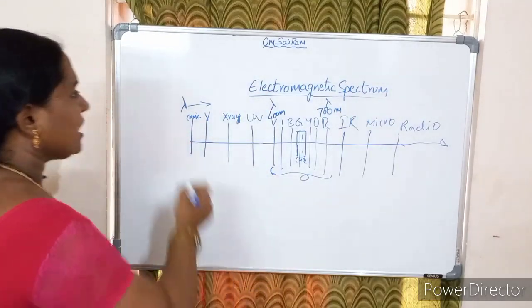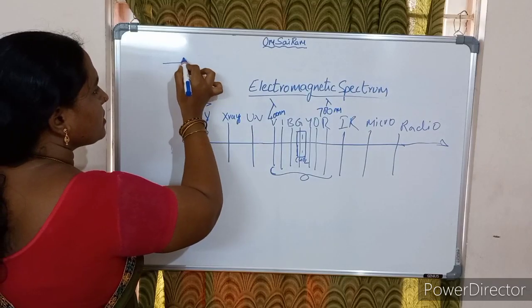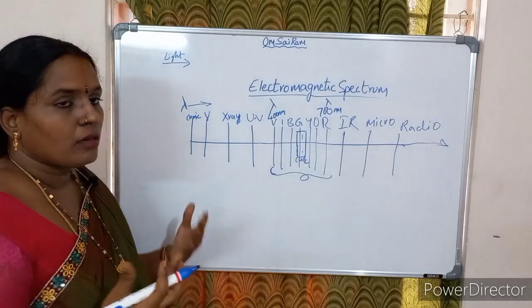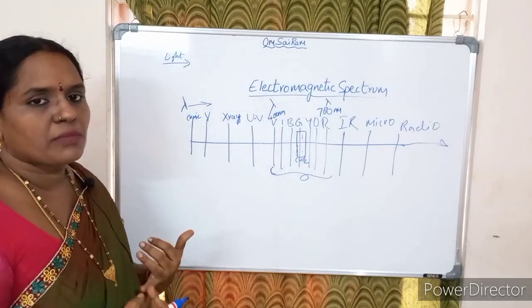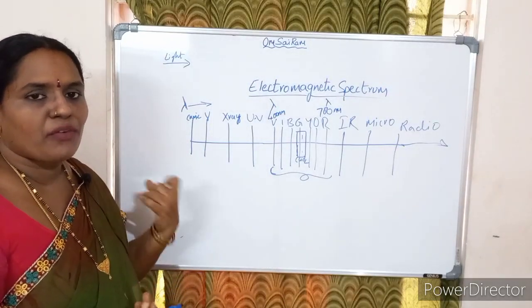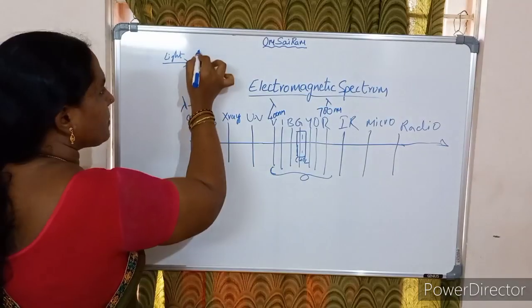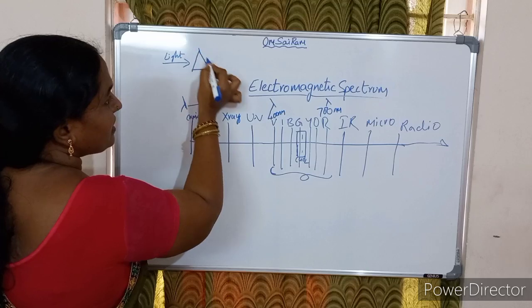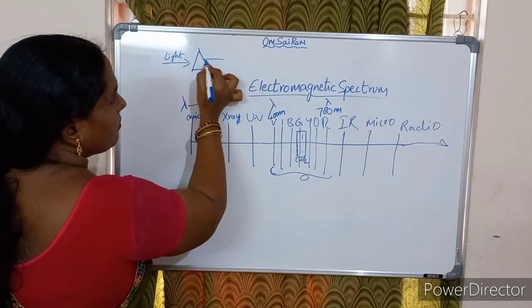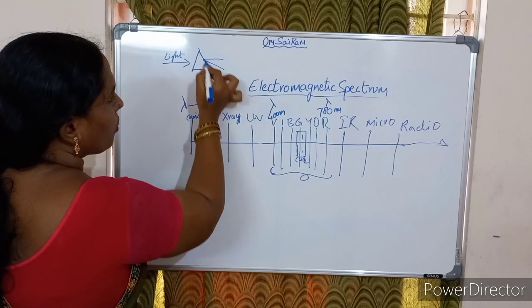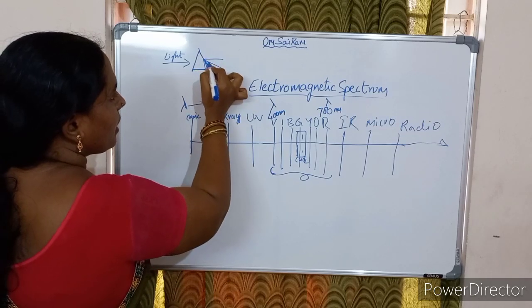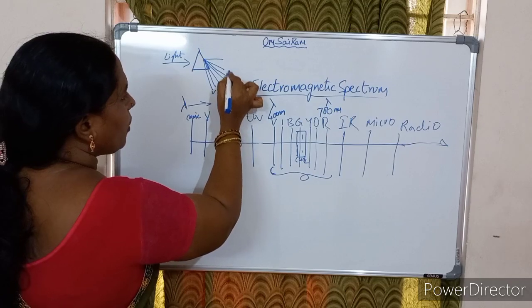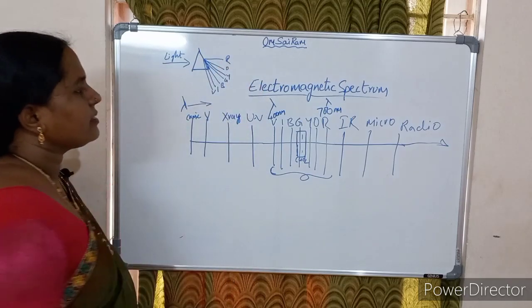If we pass white light, normal light, which we get from the sun and see as white light, through a prism, what happens? It splits into 7 colors. We can see the 7 colors: violet, indigo, blue, green, yellow, orange, red.